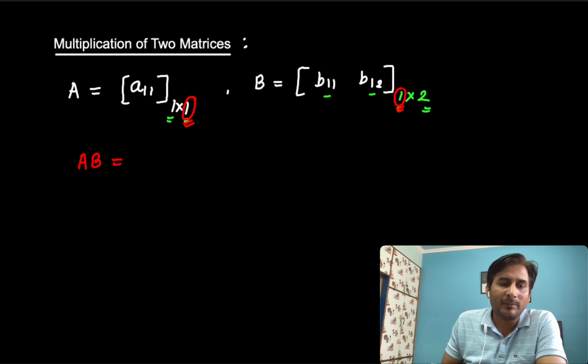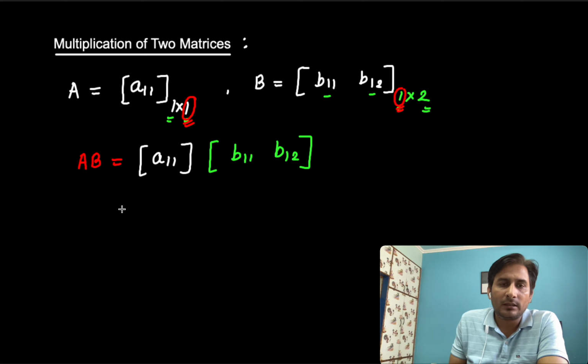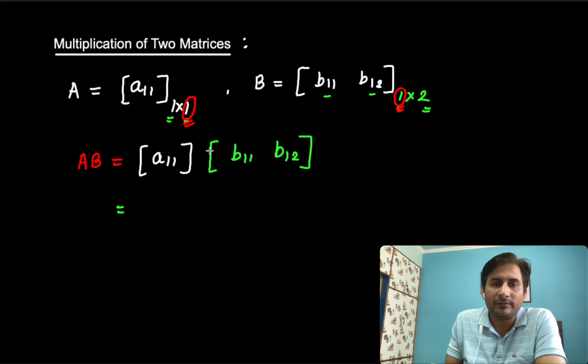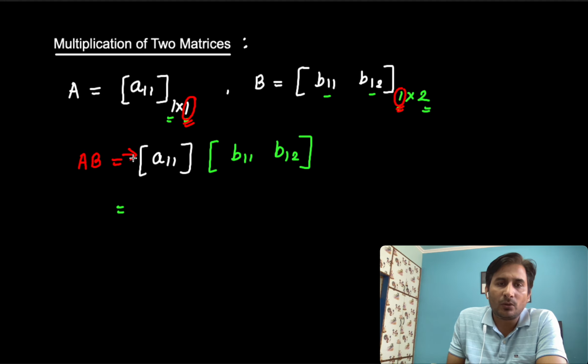Now, to multiply matrix A with matrix B, I need to write A11 for this matrix, and I need to write the second matrix here, B11 and B12, right? So now, how do we multiply matrix A with B? You have to take the row of the first matrix, suppose it has a single row, and multiply it with the column of the second matrix.